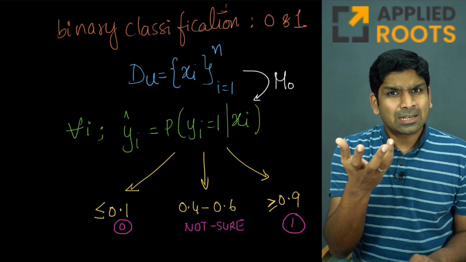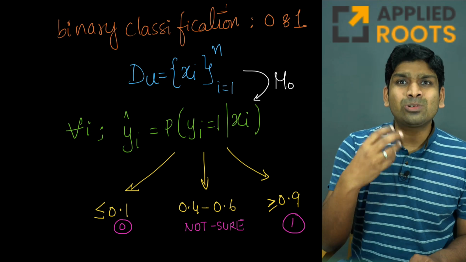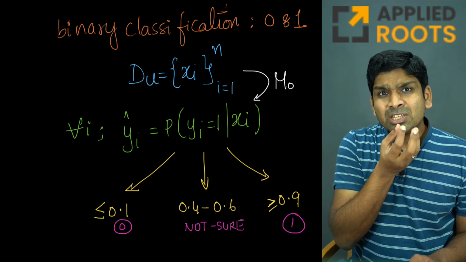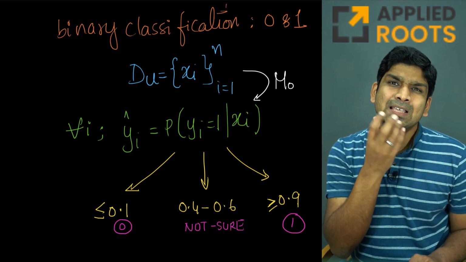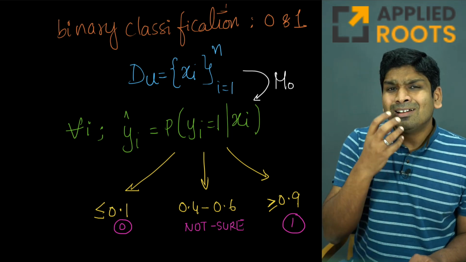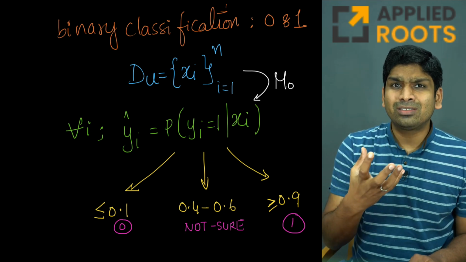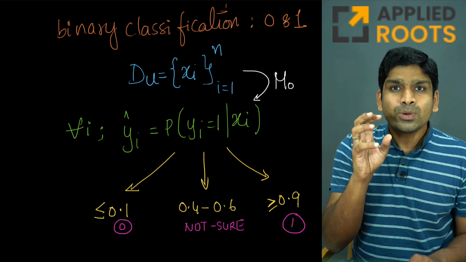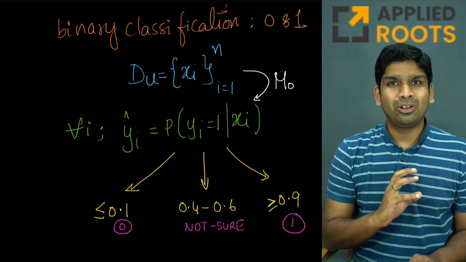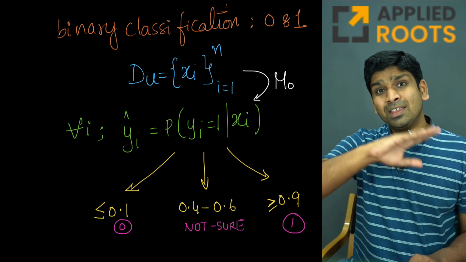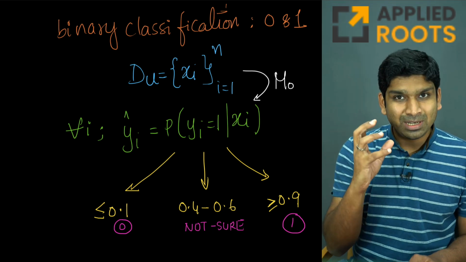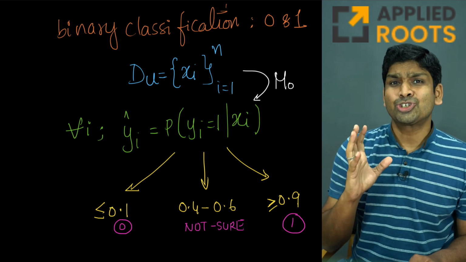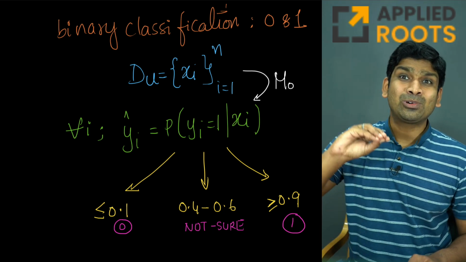Now these yi hats are probabilities, right? That this point belongs to class 1. Now these probabilities can range between 0 and 1. Imagine if this probability is very small, let's say it's less than 0.1, which means you're more or less sure that this xi belongs to class 0. This model M0 is very certain that this point belongs to class 0. On the other end of the spectrum, imagine if this probability is greater than or equal to 0.9. Then the model is more or less sure that this point belongs to class 1.